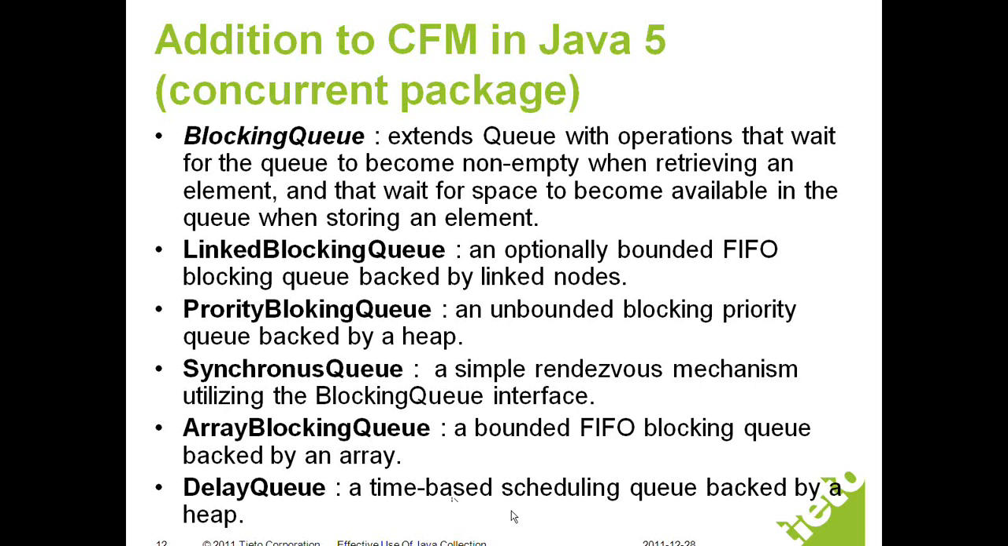Delay queue is a time-based scheduling queue backed by a heap, where each and every element will be available to pull only after completing the given delay, which is given in nanoseconds. So we can schedule that this element will be available after this many nanoseconds for pulling purposes.